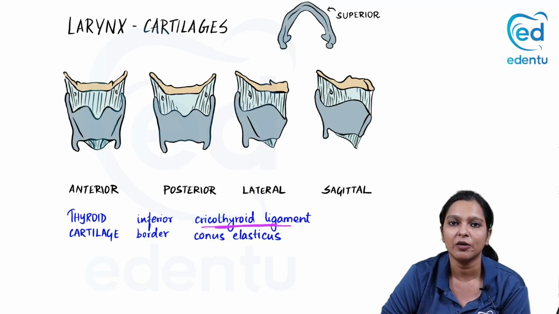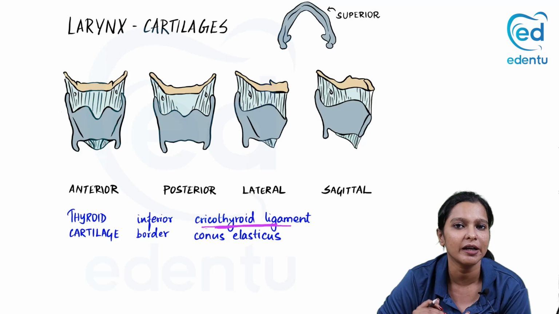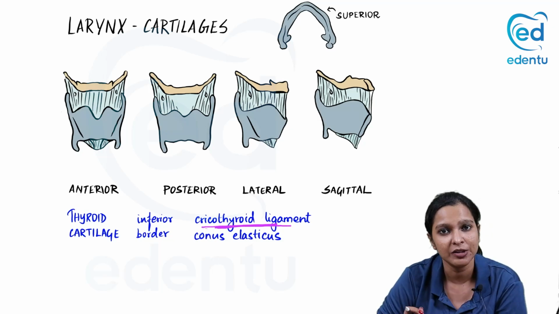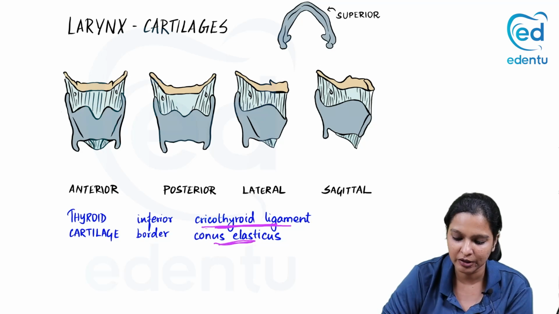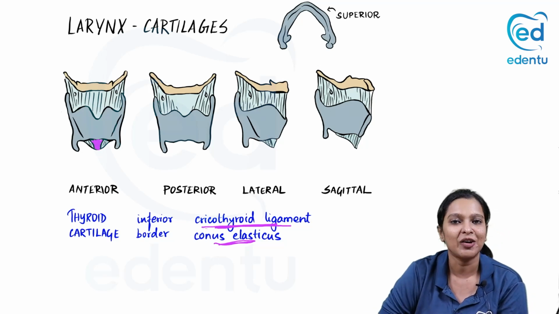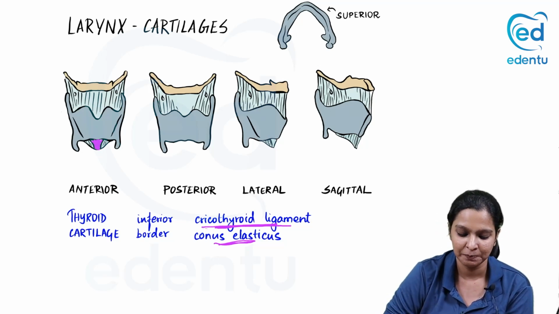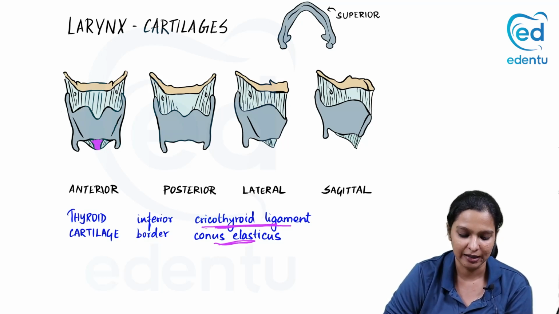Cricothyroid membrane, because it is suspended between the cricoid and thyroid cartilage. In the middle, this cricothyroid membrane is thickened to form the conus elasticus. This part of the membrane is called the conus elasticus. So that's about the superior and inferior border of thyroid cartilage.